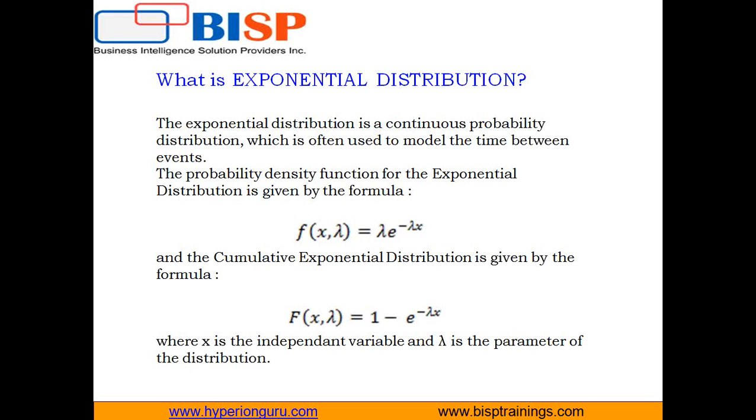So the exponential distribution function is used to calculate the exponential distribution. There are two functions of exponential distribution. This is the function used for the probability density function, where lambda is the parameter of the distribution and x is the independent variable, and another function which is used to calculate the cumulative exponential distribution, 1 minus e to the power minus lambda x.